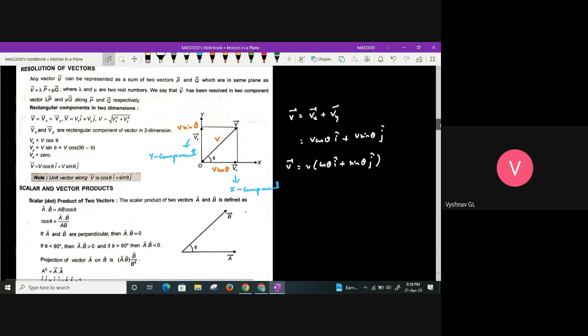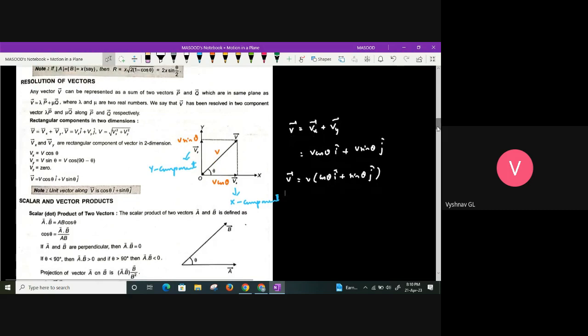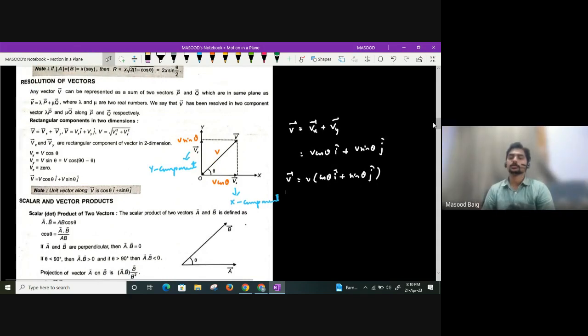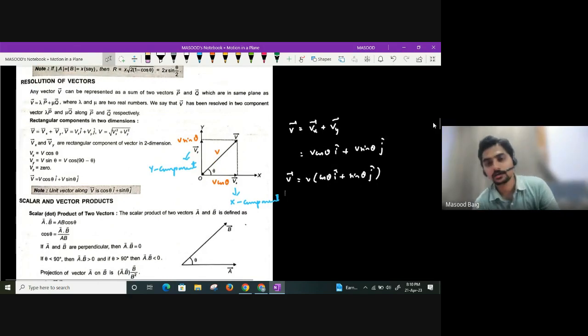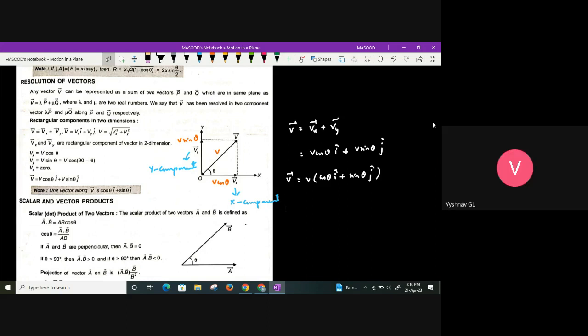What's the difference between component and perpendicular component? For components, there is no necessity that they have to be perpendicular, but rectangular components should definitely be perpendicular. So I can take two components which are inclined to each other by 30 degrees, 60 degrees, 45 degrees, but perpendicular components should definitely be perpendicular to each other. Okay, yes, understood.